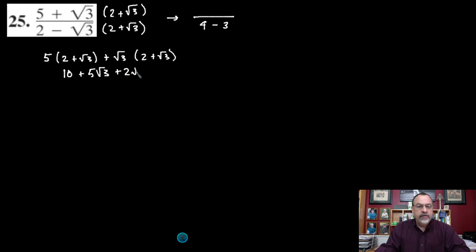Then this would be 2 square root of 3, and then square root of 3 times square root of 3 is 3. So then I can add the like terms, so I have 13, and then these are like radicals, so I can add those together, so that's plus 7 square root of 3. And then I can go ahead and simplify this further. So I have 13 plus 7 square root of 3. 4 minus 3 is over 1, so both of these are over 1, so this would be my final answer.